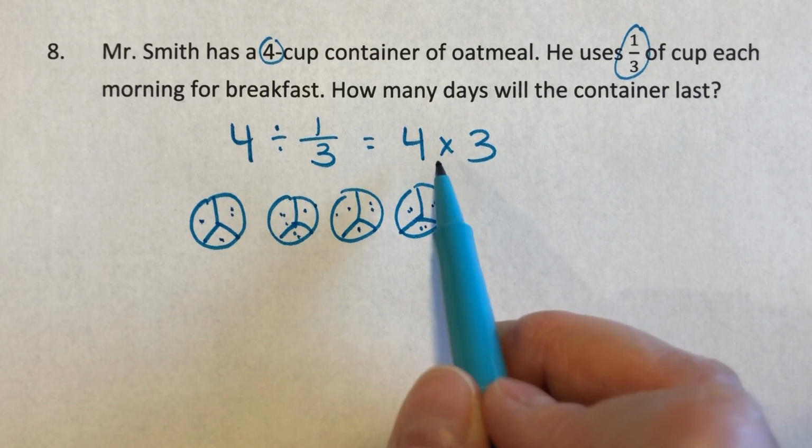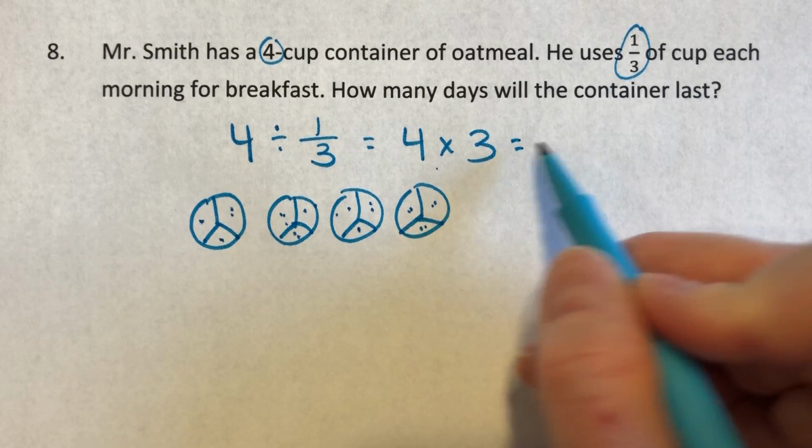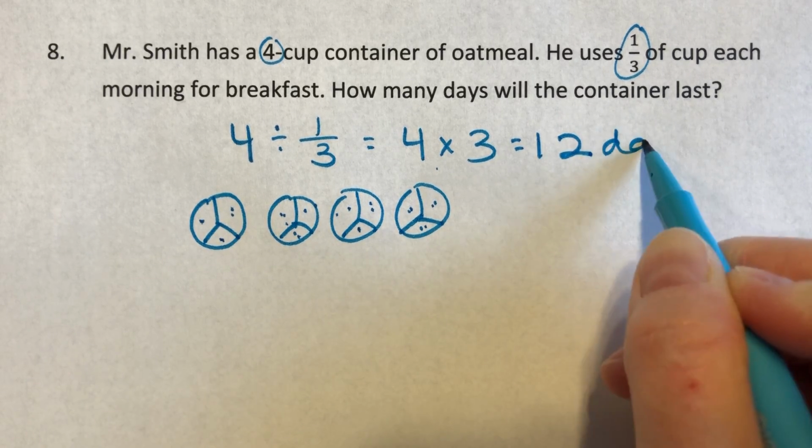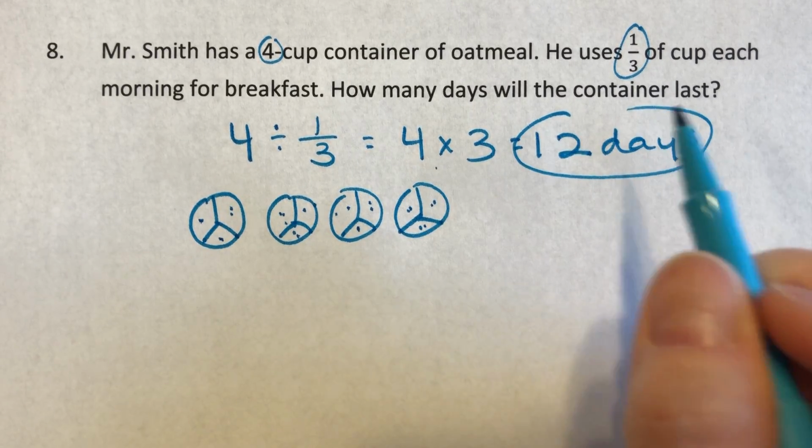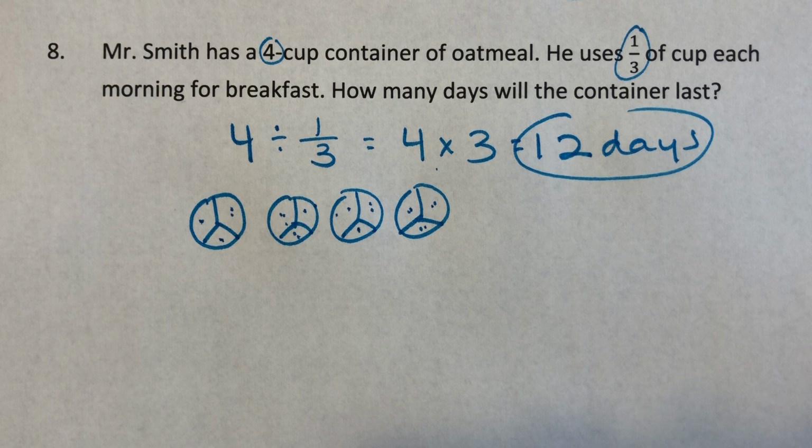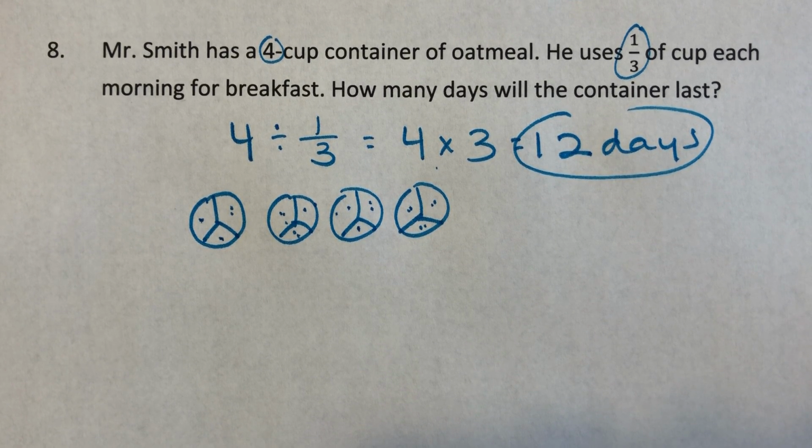4 divided by 1/3 is the same as 4 times 3. That gives us 12 days. That's how long. And then after that, I'll probably switch to something else because 12 days of oatmeal in a row, you might get tired of it. Maybe not. Maybe it's your favorite.